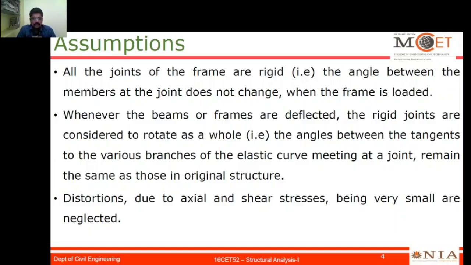So the distortions, that is, changes or deflections or deformations due to the axial or shear stress, being very small, we will consider those as small and neglect them while calculating the answers.